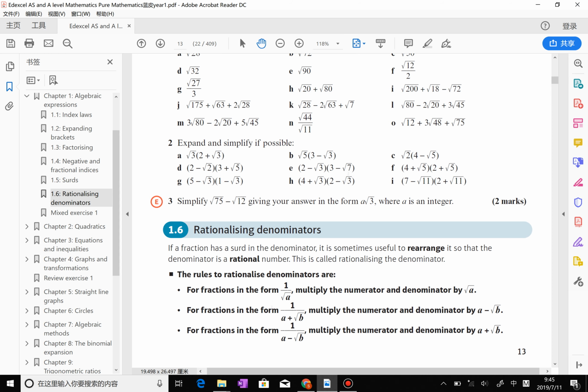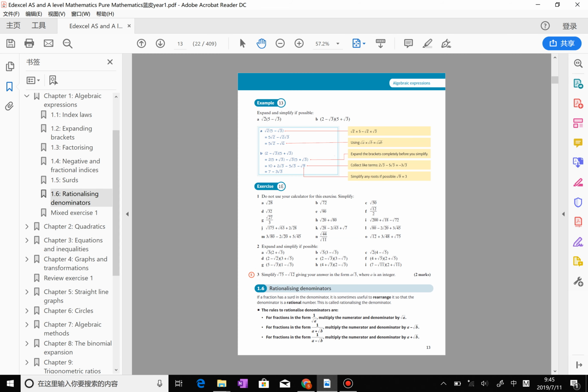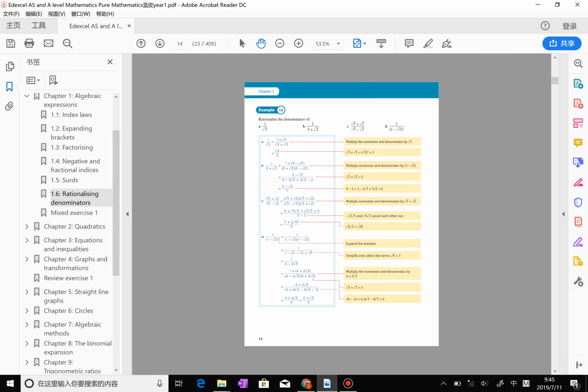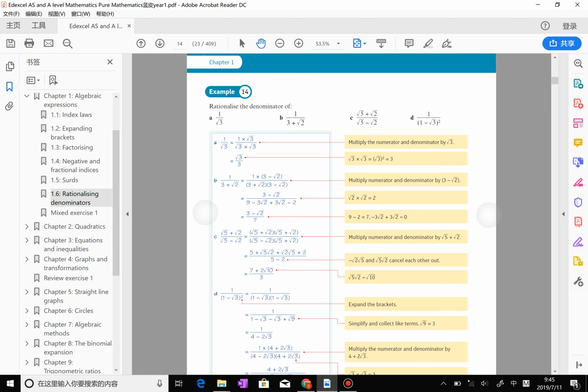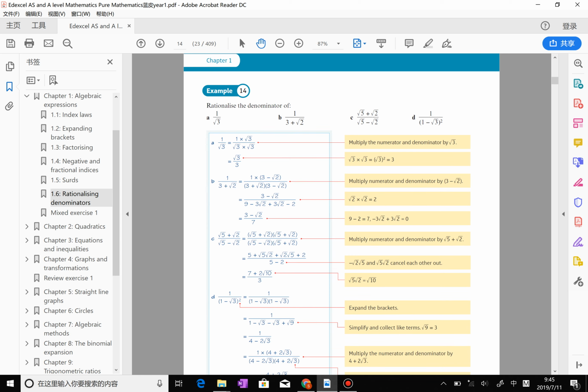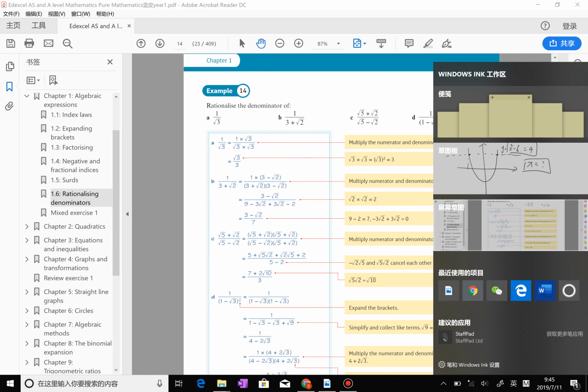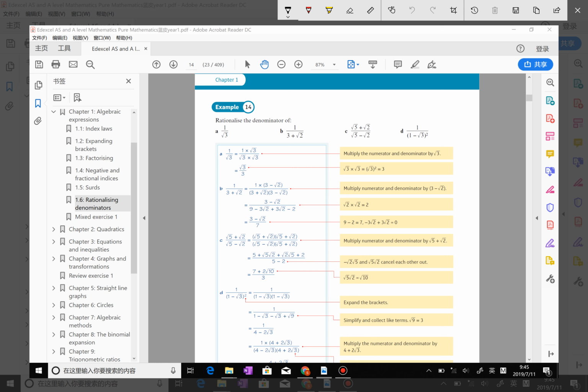Okay, I'm going to zoom out. Go to the next page. Okay, let's look at example 14. Rationalize the denominator. So let's look at A. For A, it is 1 over square root 3. In order to make the denominator a rational number, we can multiply by square root 3 in the denominator and the numerator at the same time, so that we have square root 3 over 3, right?